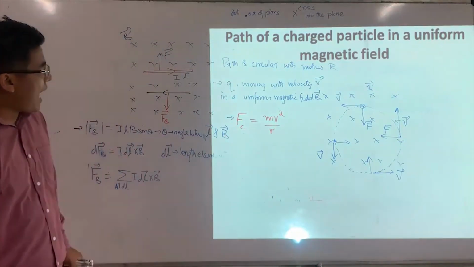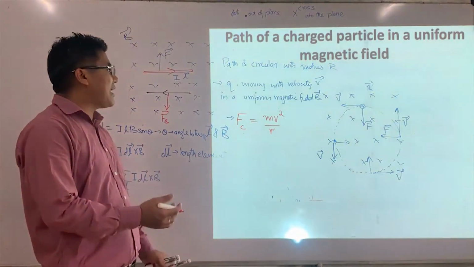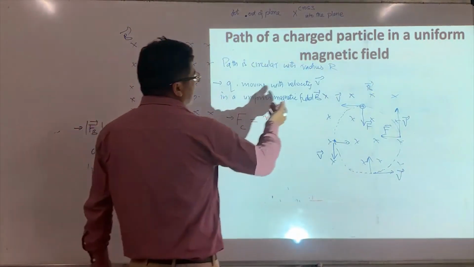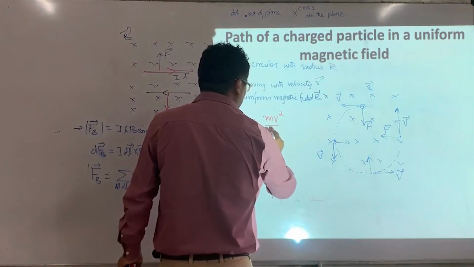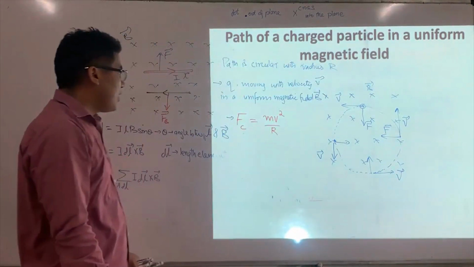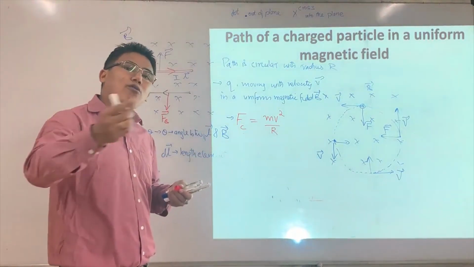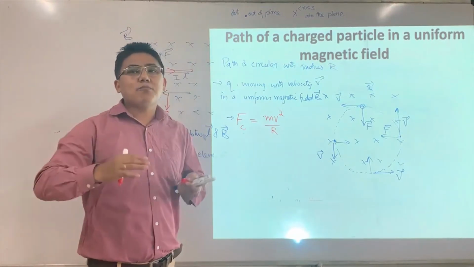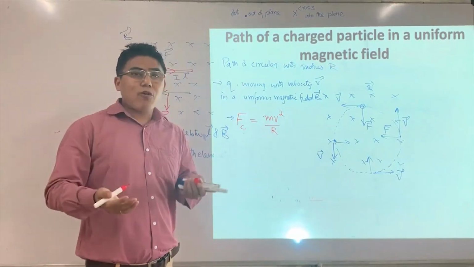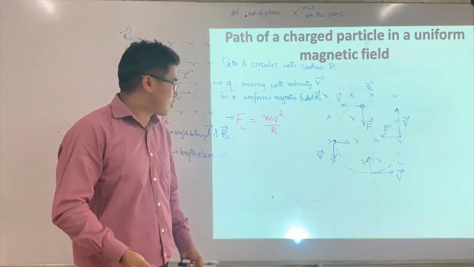And mv²/R is the centripetal force, where m is the mass of the charged particle, v is the linear velocity of the charged particle, and R is the radius. Since I have chosen the radius as a capital R, this is R. And who provides this centripetal force? When Earth goes around the Sun, how could Earth go around the Sun? That means the Sun's gravitational force provides the necessary centripetal force.